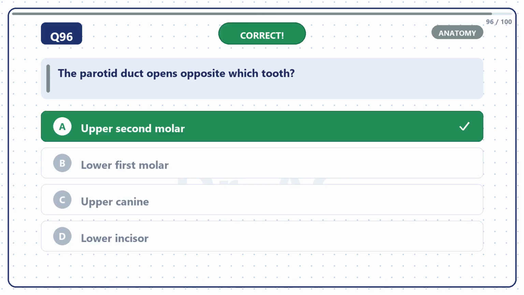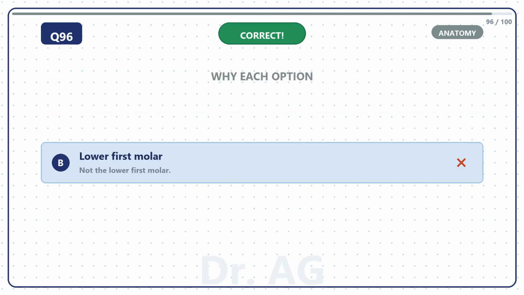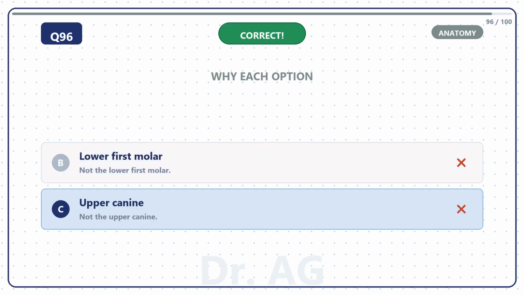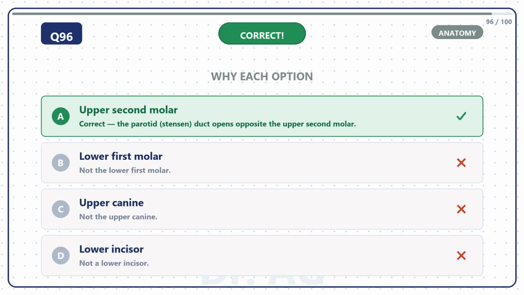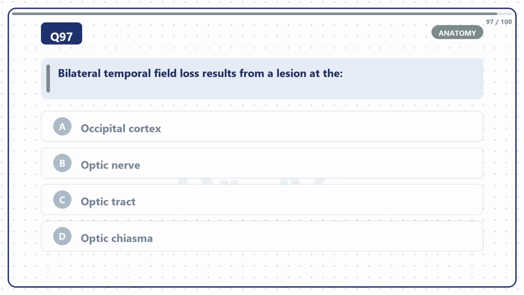The correct answer is option A, upper second molar. Let's go through the options. Lower first molar. Not the lower first molar. Upper canine. Not the upper canine. Lower incisor. Not a lower incisor. And the correct answer is upper second molar. Correct, the parotid, Stenson, duct opens opposite the upper second molar. So, the right answer is option A. Upper second molar.